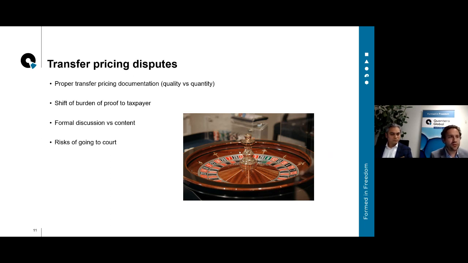As discussed, the shift of burden of proof to the taxpayer if your documentation is not solid. I think, Emil, you also had a case where one specific comparable in a benchmark study was challenged. And then they may even argue that your full documentation package is insufficient. So there's also some aggressiveness from the tax authority side. And it's also a formal discussion versus content.